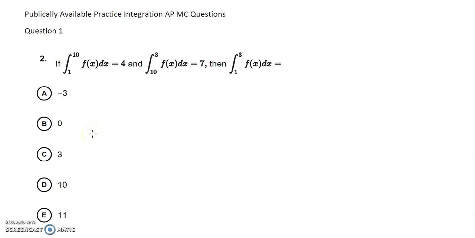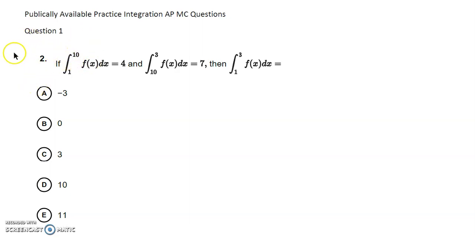Okay, we are going to do some more boards go up, please, today. We're going to focus on integration questions, AP multiple choice questions. All these are publicly available from old tests and stuff like that.